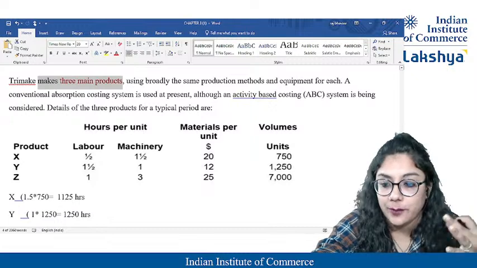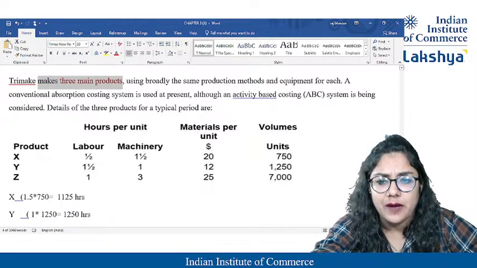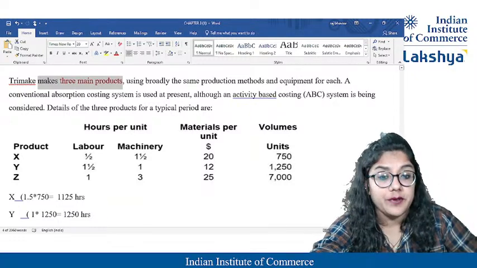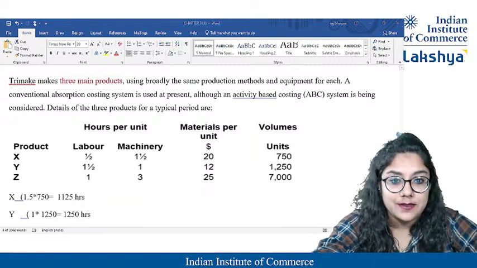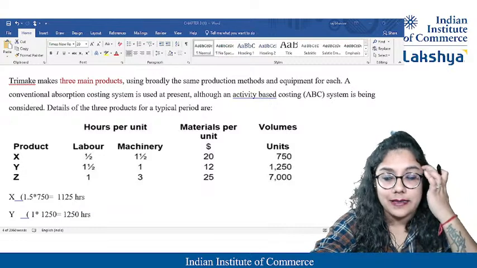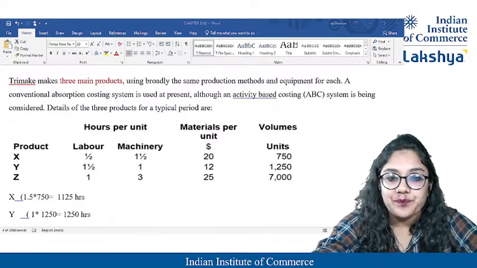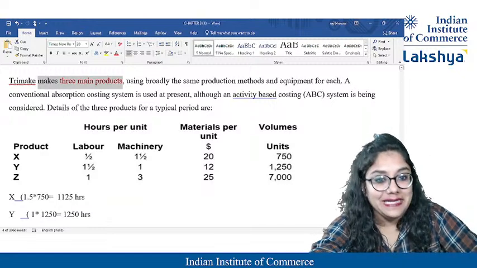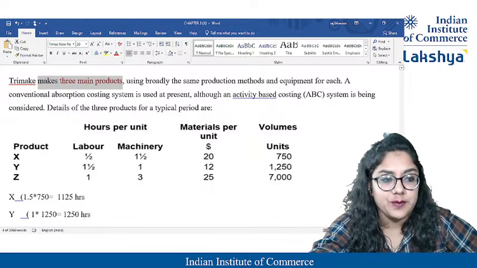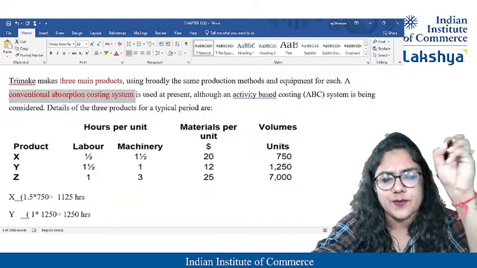So the company has three products, X, Y and Z. These are some labor hours and these are some machine hours, and material per unit. If you can see this, there is some cost incurred for the material. Like what is the total amount of cost they have incurred, and so on. So material per unit and units. Using broadly the same production method for each, conventional absorption costing was used.